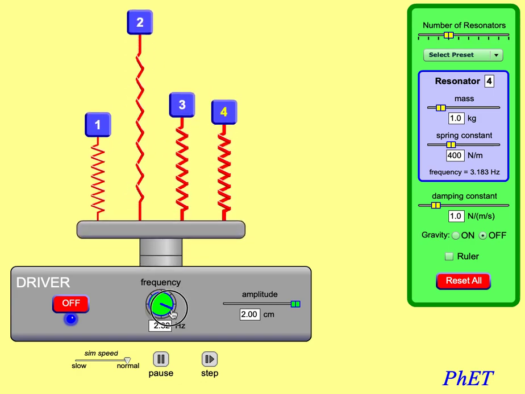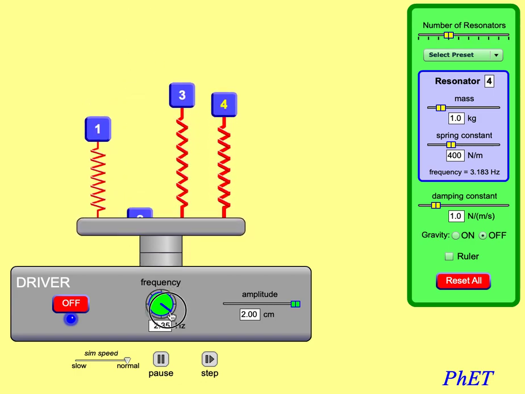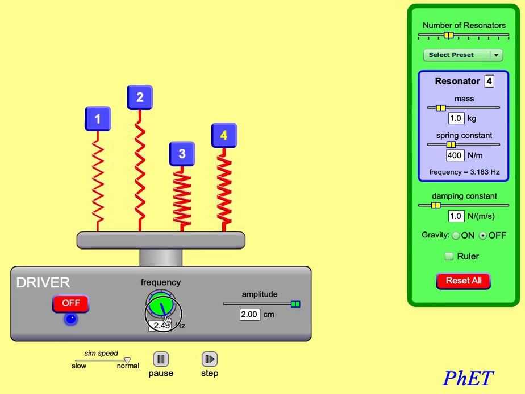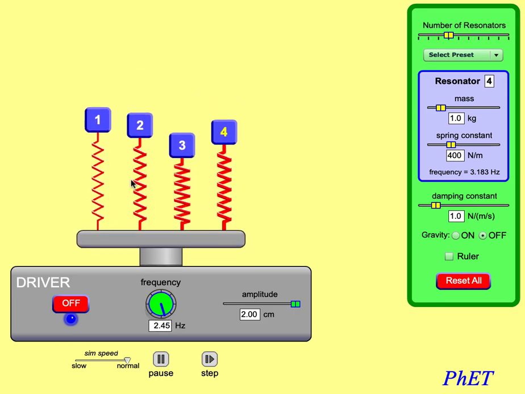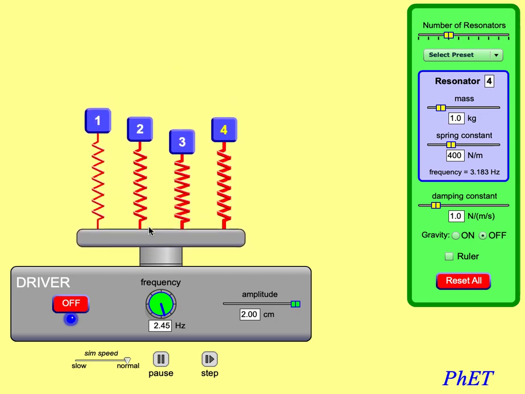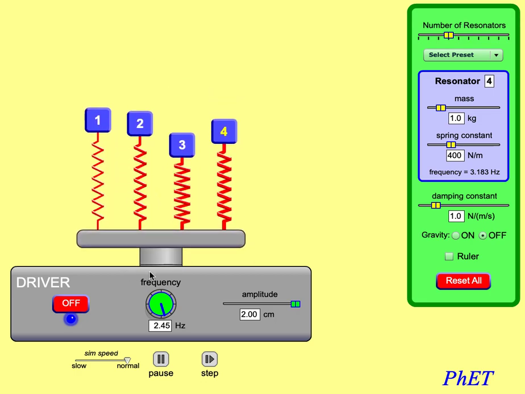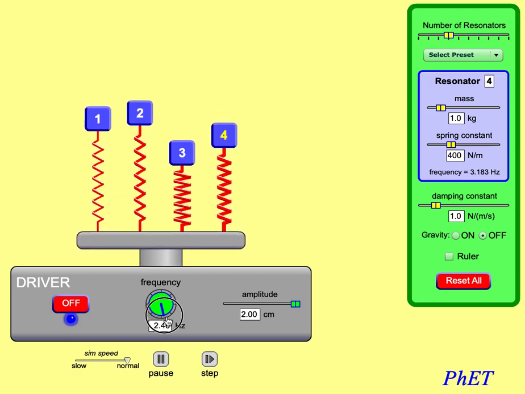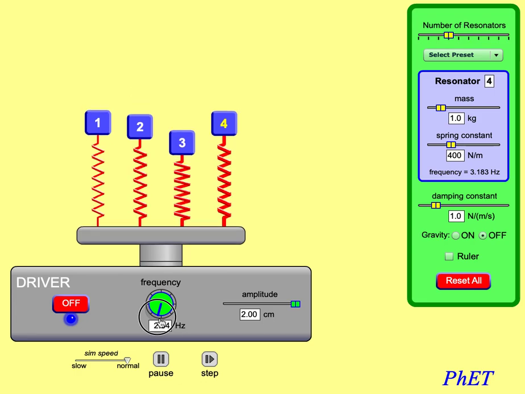What if we increase our frequency more? You notice that it stops vibrating. So it's not about having a higher frequency, it's about having the right frequency. And that right frequency is called a resonant frequency. Let's see if we can find the resonant frequency for mass 3.